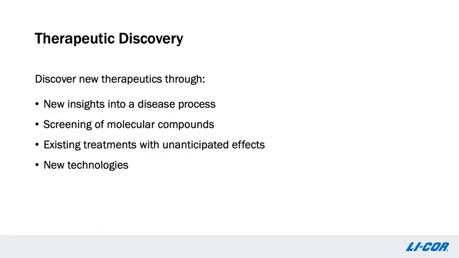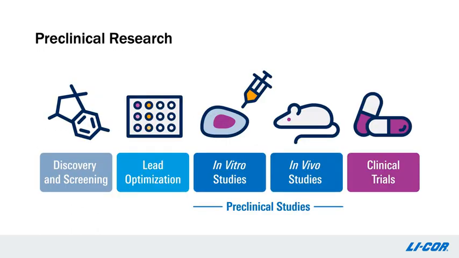It could be from screening of molecular compounds to find the possible beneficial effects against any large number of diseases. It could be existing treatments that have unanticipated effects, or even new technologies, such as those that provide new ways to target medical products to specific sites within the body or to manipulate genetic material. During preclinical research, there are a lot of steps involved in which promising targets can be identified and developed to ultimately take promising leads into clinical trials. This involves discovery and screening, lead optimization, and preclinical studies, including both in vitro and in vivo studies.